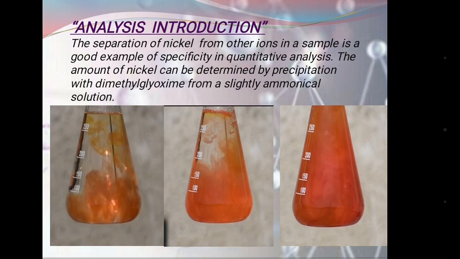Analysis of nickel. The separation of nickel from other ions in a sample is a good example of specificity in quantitative analysis. The amount of nickel can be determined by precipitation with dimethylglyoxime from a slightly ammoniacal solution. Nickel identification with dimethylglyoxime. A nickel-containing solution gives a red color with a dilute solution of dimethylglyoxime. Nickel salt forms a specific red color complex with dimethylglyoxime. This reaction is used in analytical chemistry as a nickel identification tool.